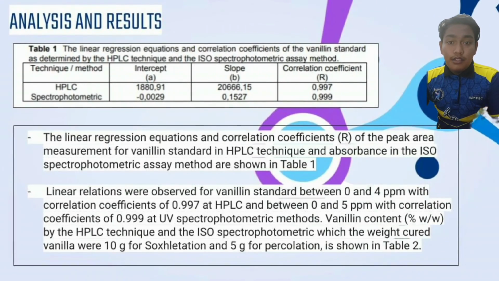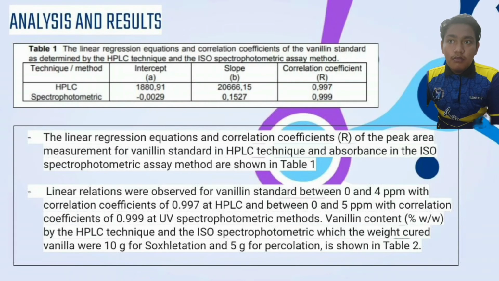Table 1 shows the linear regression equation and correlation coefficient of the peak area measurements for vanillin standards in the HPLC technique and the absorbance in the UV spectrophotometric assay method. Linear relations were observed for vanillin standards between 0 and 4 ppm with a correlation coefficient of 0.997 at HPLC and between 0 and 5 ppm with a correlation coefficient of 0.999 at the UV spectrophotometric method.